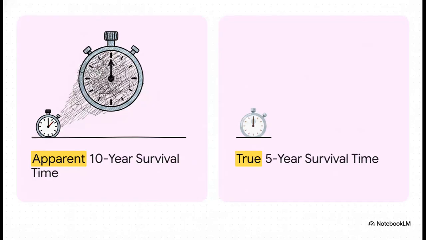So I've got to ask you, did this patient actually live a single day longer? No way. They passed away at age 65 in both scenarios. That apparent 10-year survival time is a complete mathematical mirage. It looks like their survival time doubled, but in reality, all the test did was give them 5 extra years of knowing about the disease.